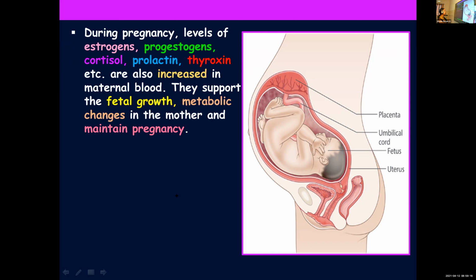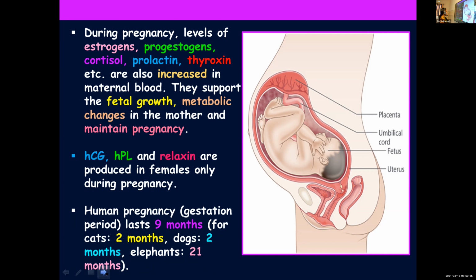So when a lady is pregnant, the levels of hormones like estrogens, progestogens, cortisol, prolactin, thyroxine, etc. will get increased. And this is to support fetal growth, because at the time of pregnancy, these hormones are necessary. Only then fetal growth and the different metabolic changes. You know that when a lady becomes pregnant, so many changes are taking place in her metabolic activities. So to support that, these hormones are very, very important, and they also help in maintaining pregnancy.